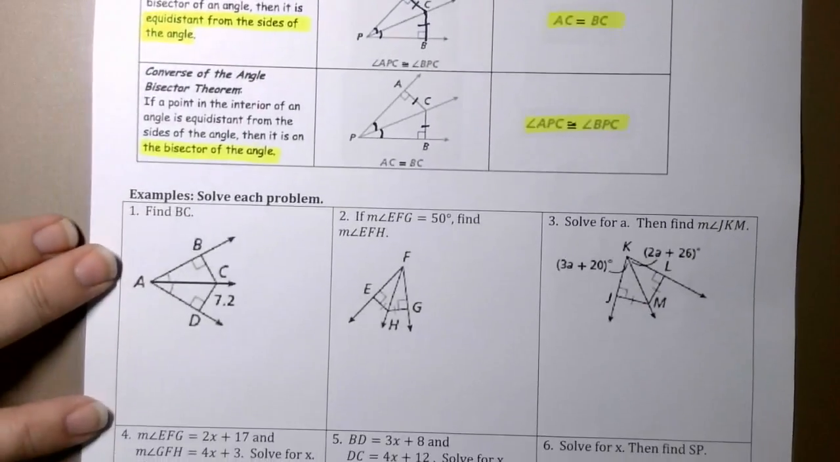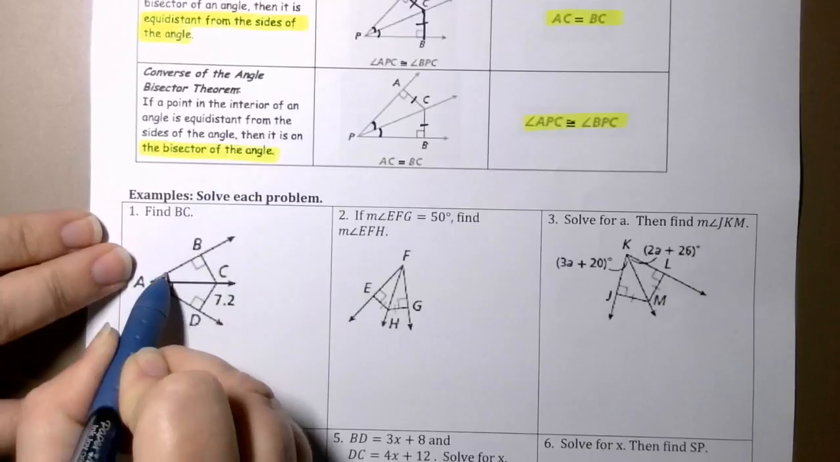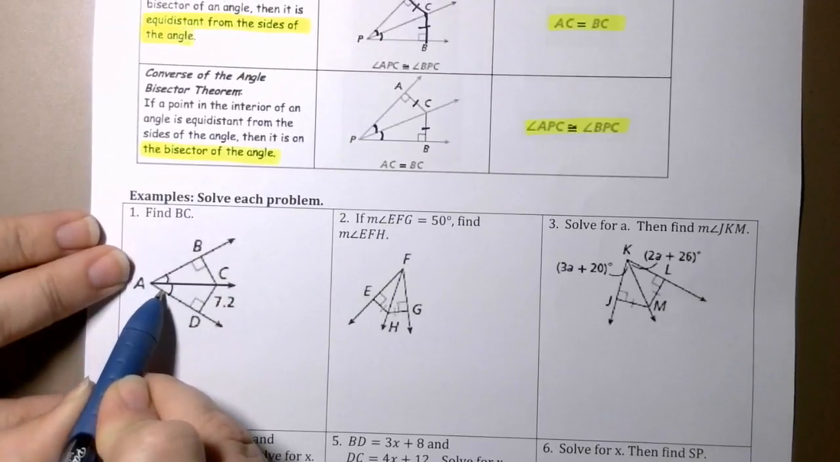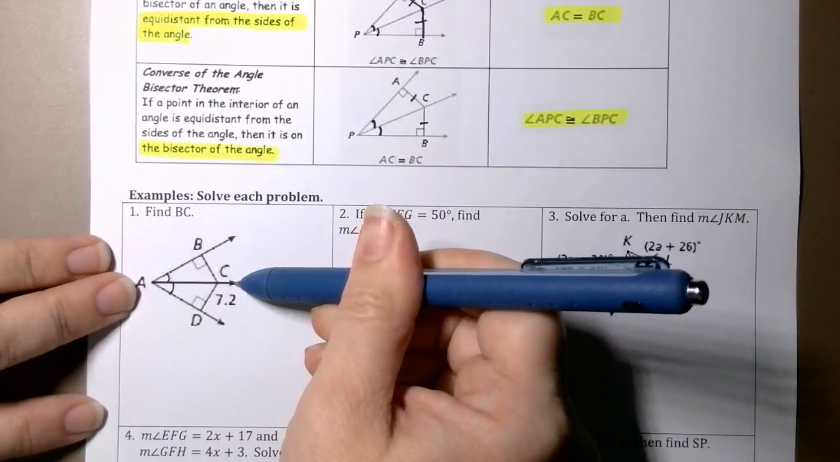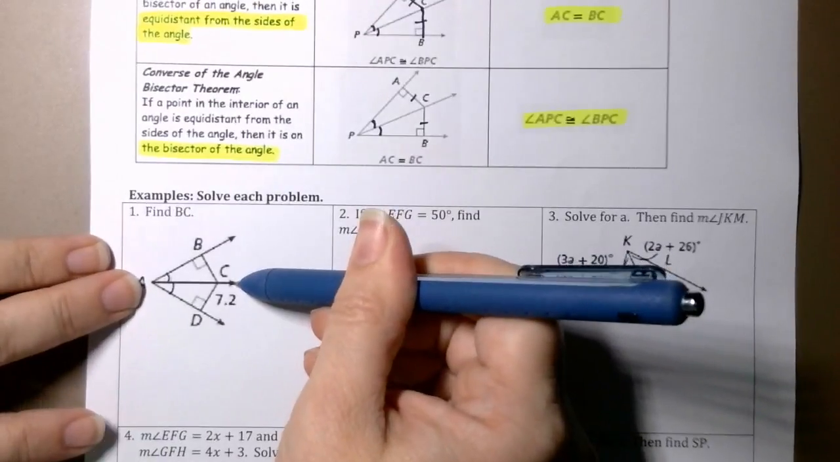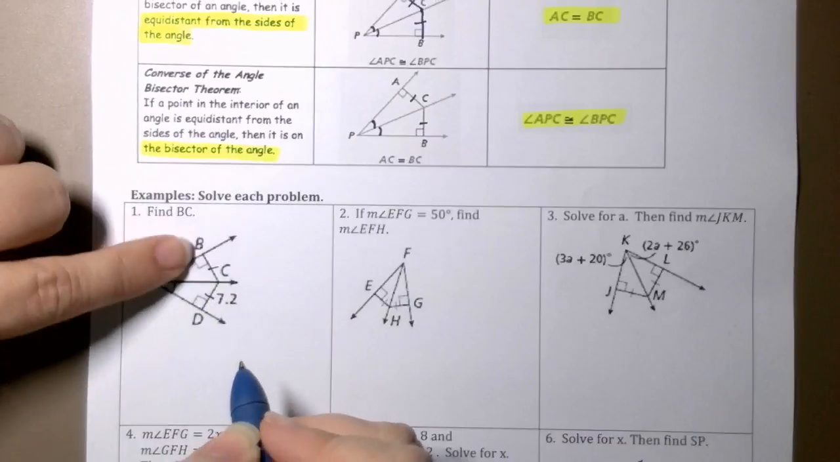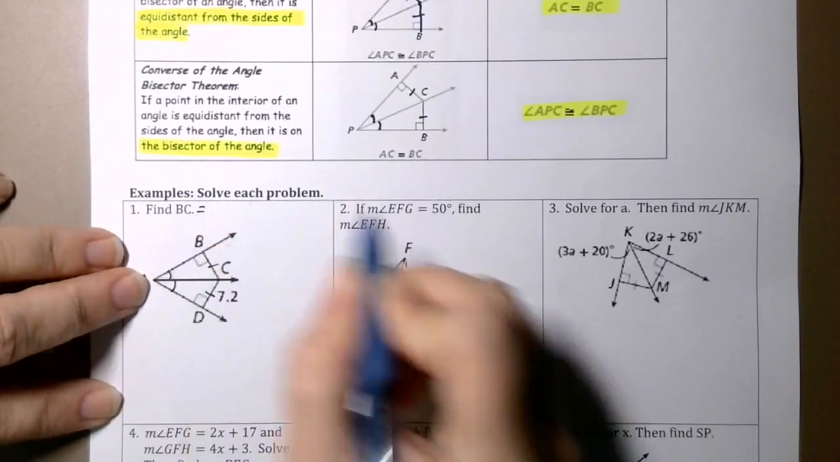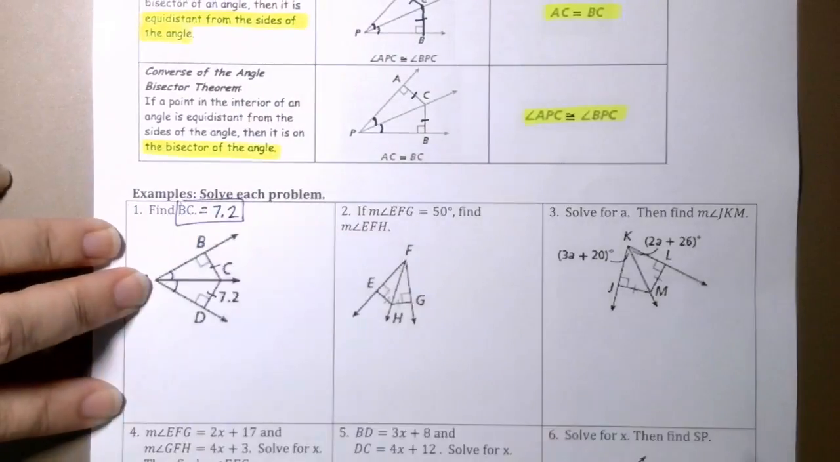Okay. All right. So, in number 1, we have marked angles being congruent. What do we know about congruent angles there? That means that this is what? A bisector, which means that these two sides are congruent. So what is BC? 7.2. Okay.